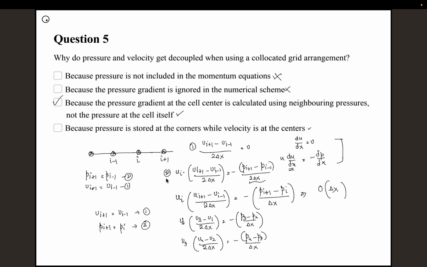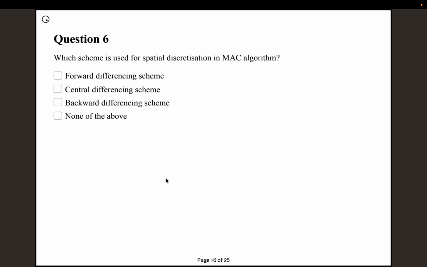Pressure and velocity are stored at the same location, not at corners or something else. Okay. Which scheme is used for spatial discretization in the MAC algorithm? As you can see, everywhere what we were doing is for the cell centers or the other way around. In both of these cases, this is delta x by 2, delta x by 2, delta x by 2, delta x by 2. We are using only the central differencing scheme.